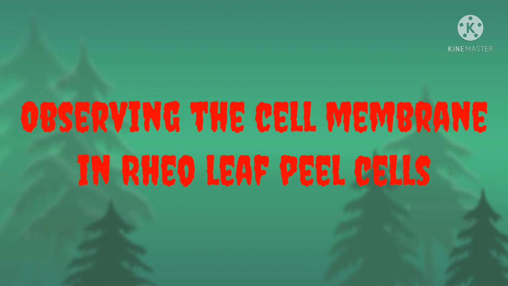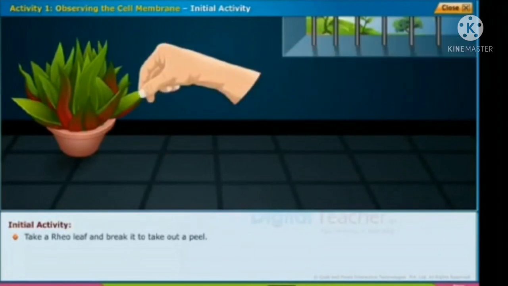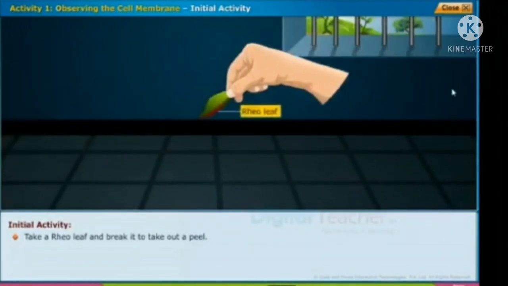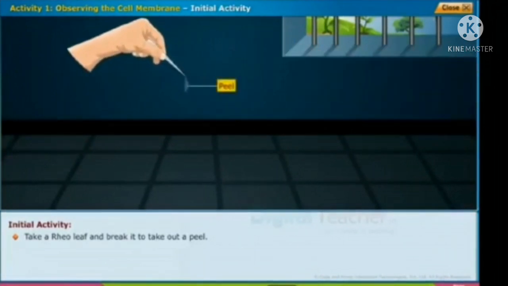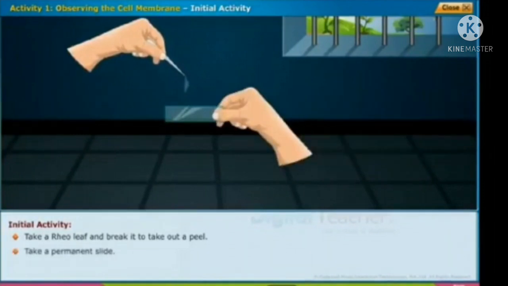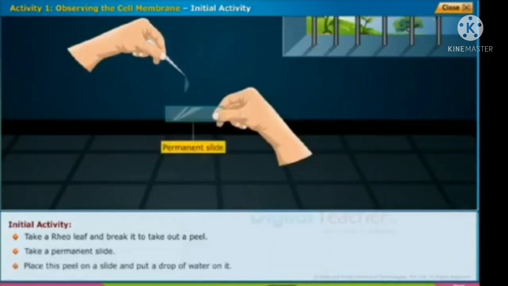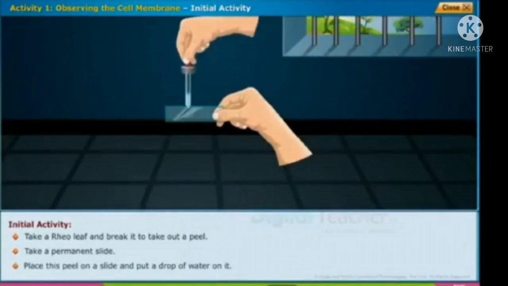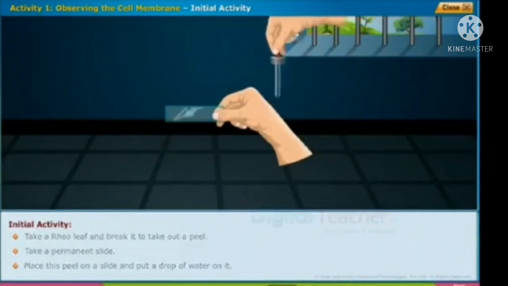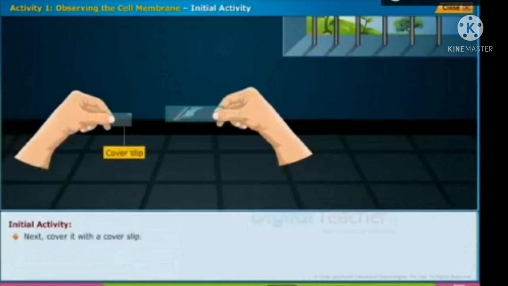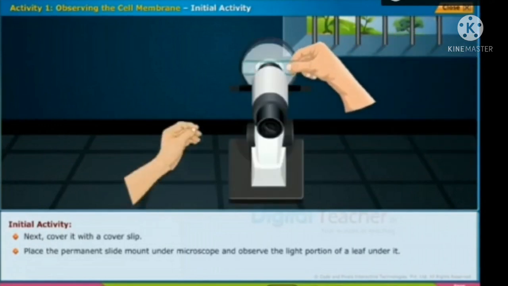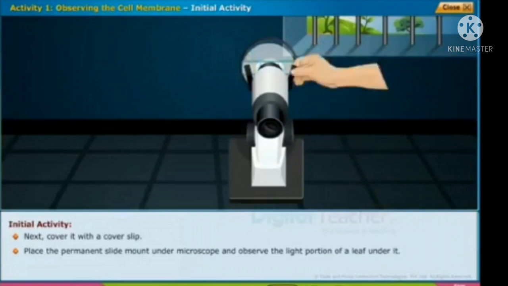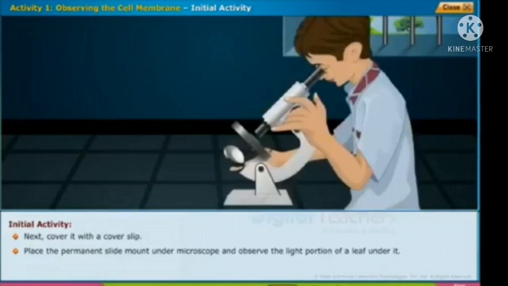The cell membrane can be observed in Rheo leaf by doing this activity. First, take a Rheo leaf and break it to take out a peel this way. Students, are you observing? Good. Now, take a permanent slide and place this peel on the slide and put a drop of water on it. Next, cover it with the cover slip. Next, place the slide under the microscope and observe the light portion of the leaf under it.